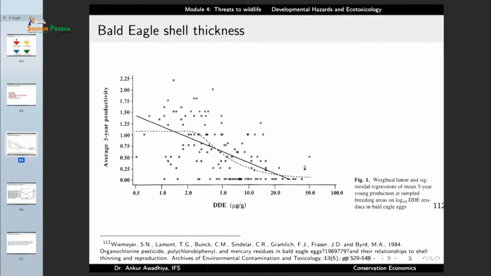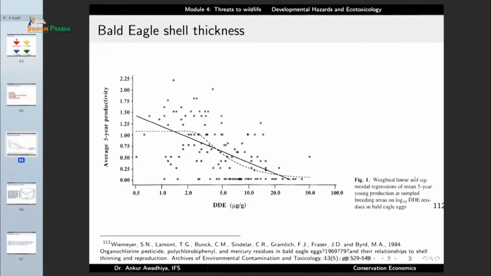It's close to 0.1. That is, it is roughly 1/10 of what we see in the natural conditions. And in between, we see that this curve slowly goes down, which is telling us that as the concentration of these residues increases, the average 5-year productivity or the fecundity of these birds decreases.